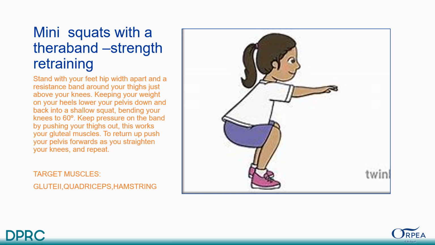Lower your pelvis down and back into a shallow squat, bending to 60 degrees. Keep the pressure on the band by pushing your thighs out, and this works the gluteal muscles to strengthen and to protect. To return, push your pelvis up as you straighten your knees. Target muscles: the gluteus, quadriceps and hamstrings.